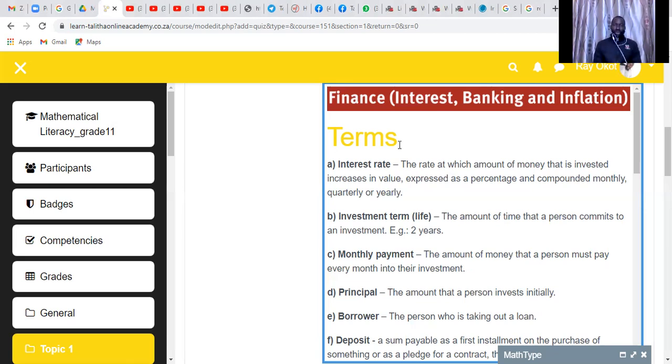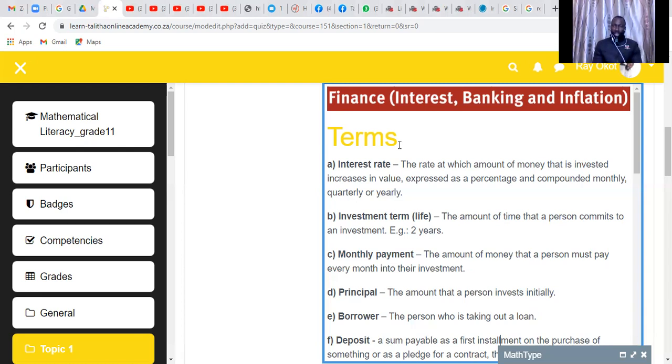The next term we want to look at is called the investment life or investment term. This is the time that a person commits to an investment. So for example, if you have some project you want to do, or maybe you want to buy shares in a given company, for example, ShopRite or Spar or Clicks or something like that. If they are selling shares, then you will be like, well, I'm going to buy this share. Then after buying it, I will wait for the value of the share to increase over a period of 2 years.